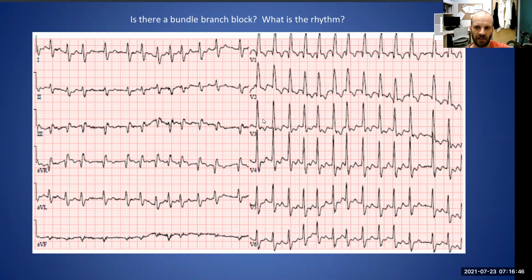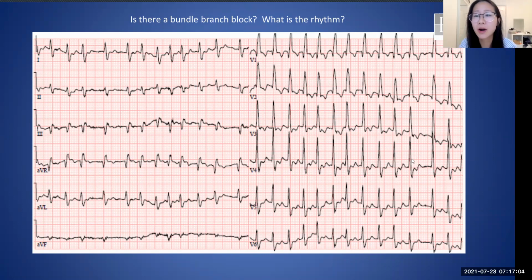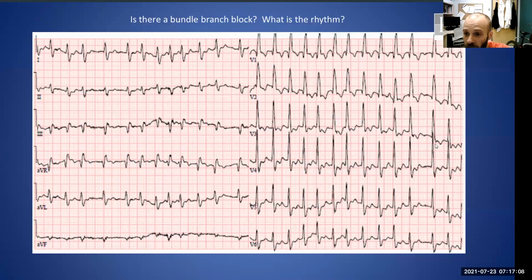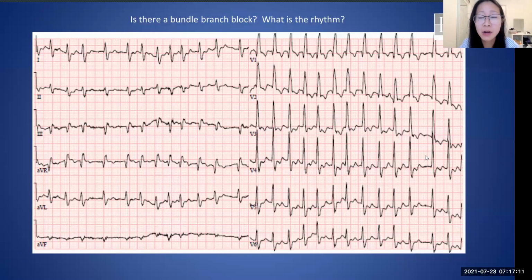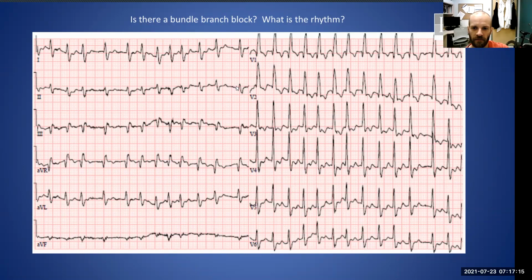Interesting. What does everyone else think? Does everyone agree? Well, I think there is a right bundle. You think that's right bundle? So we've got one vote for no bundle branch, one vote for right bundle. What does anyone else think? I said no because there were no RSR prime waves. I said no bundle branch block because I also didn't see any RSR prime waves. Same here. I said no bundle branch block.